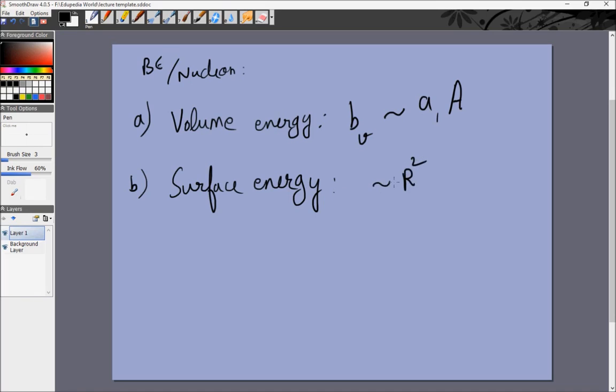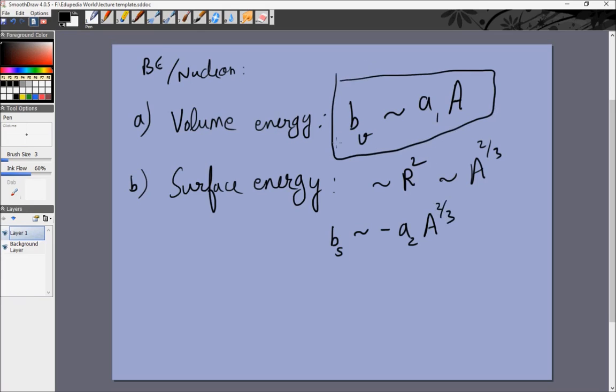The surface area will be proportional to r squared, or proportional to A to the power 2 by 3, because the radius is proportional to A to the power 1 by 3. So this is Bs, and it is approximately minus A2 A to the power 2 by 3. A1, A2 and the next, A3, are just constants which will be chosen according to our convenience.